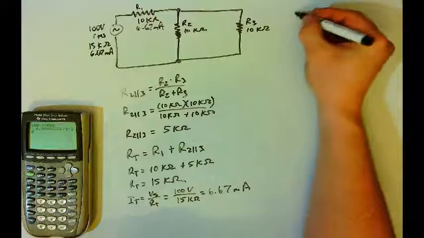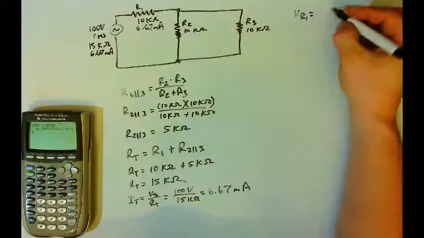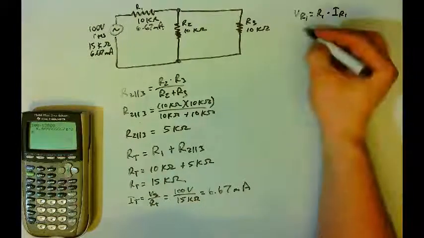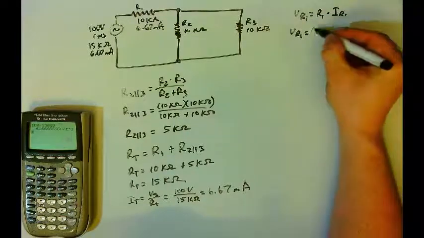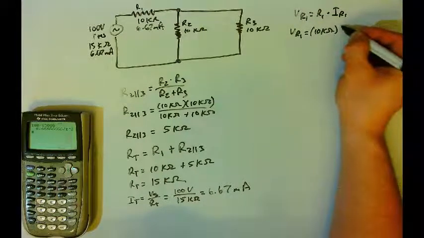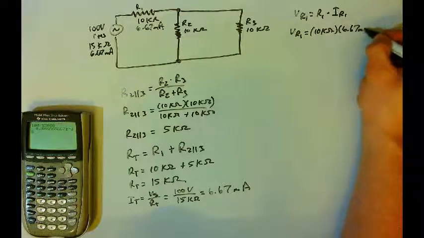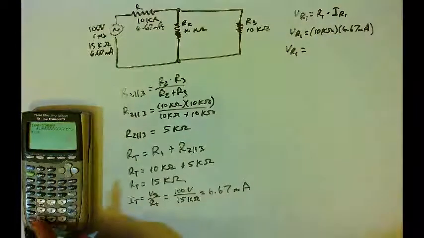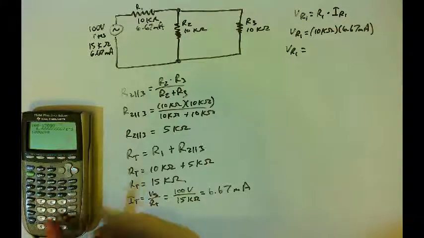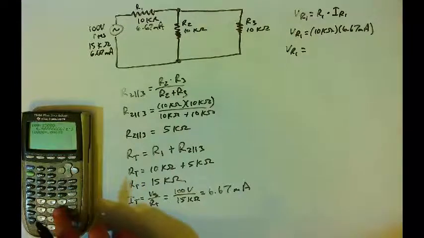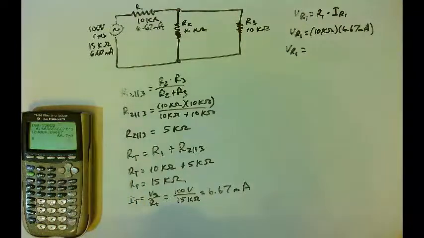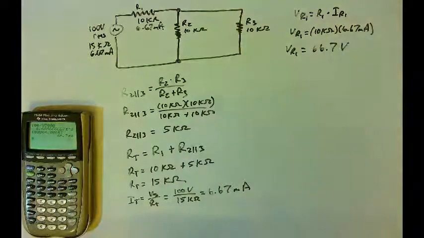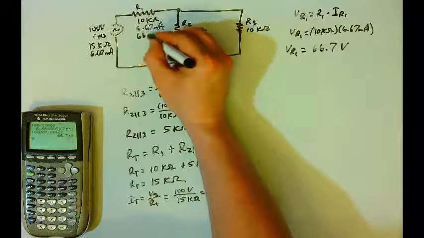So I'll start up here. The voltage drop in R1 will be equal to R1 times the current through R1. And so the voltage drop in R1 will be 10 kilo ohms times 6.67 milliamps. And so VR1 will be 10 kilo ohms times 6.67 milliamps. And so the voltage drop is 66.7 volts. Okay, and so voltage drop here is 66.7 volts.